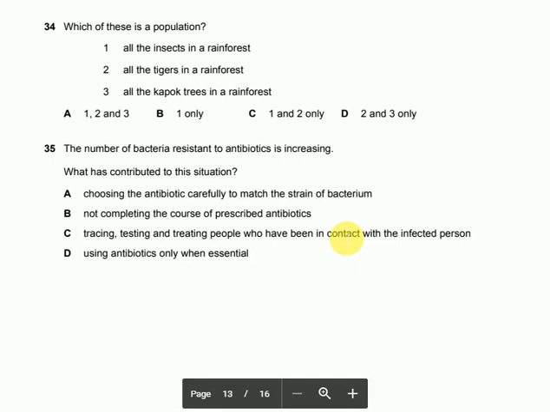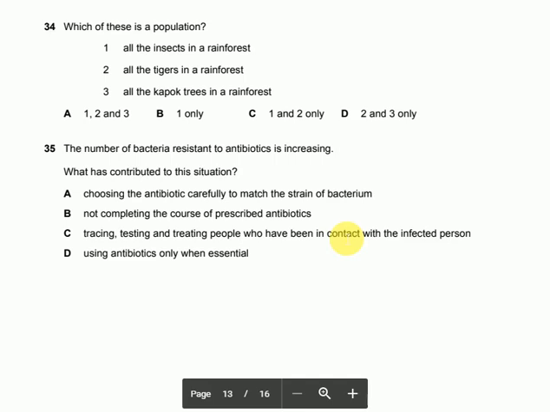34. Which of these is a population? All the insects in a rainforest, all the tigers in a rainforest, and all the kapok trees in a rainforest. So, a population would be all the insects in a rainforest. And all the kapok trees. I think it'll be all 3 of them.